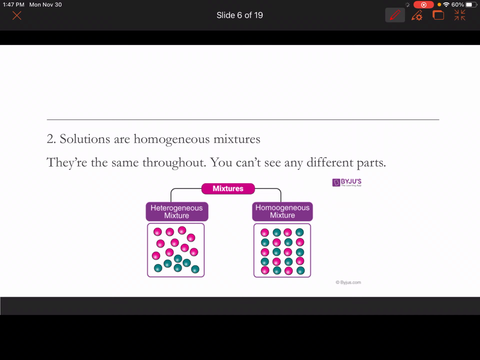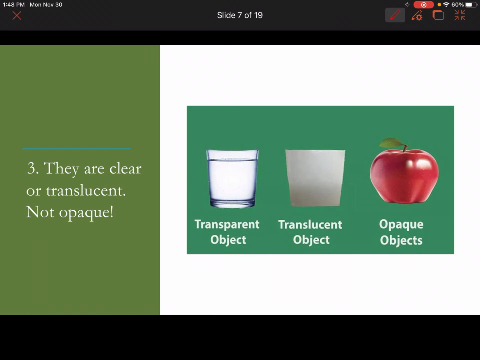Now, a second property of a true solution here, solutions are what's known as homogeneous mixtures. This means they're the same throughout, so you can't see any of the different parts. So if you have a glass of Kool-Aid sitting there, you can't see any crystals there. It's all dissolved. That would be a solution, right? You can't separate them into their different parts here. So a heterogeneous mixture would just be the opposite, where you are able to see the parts, whereas a homogeneous mixture, they're all mixed in evenly, so you cannot see their separate parts.